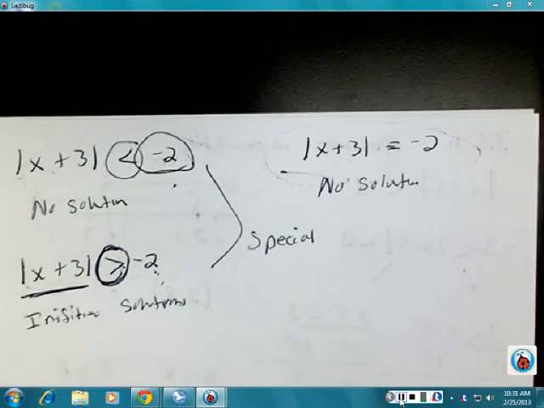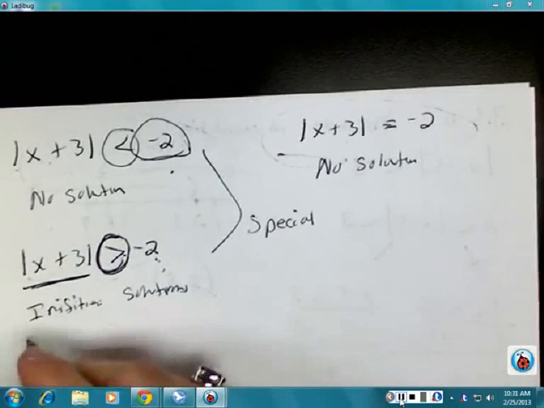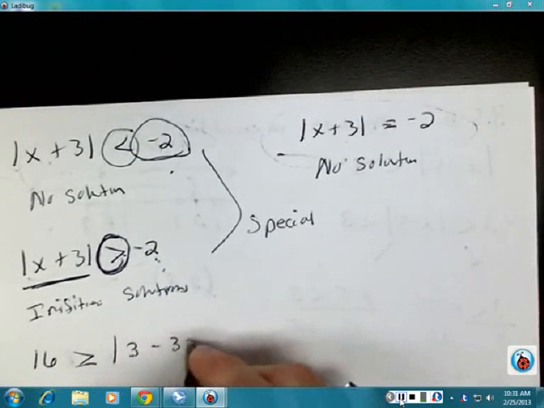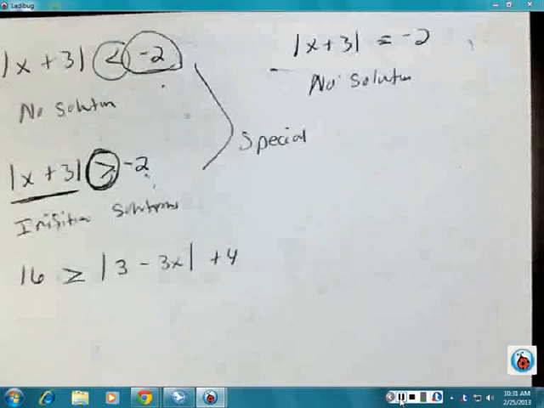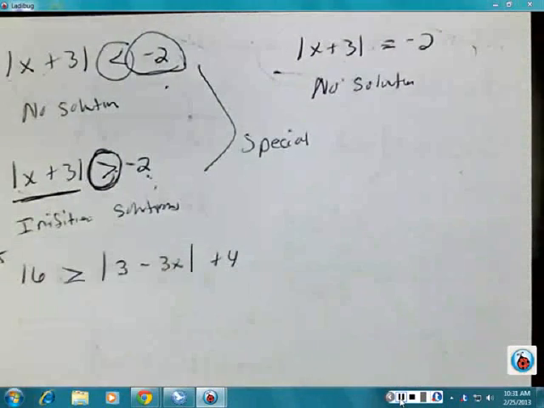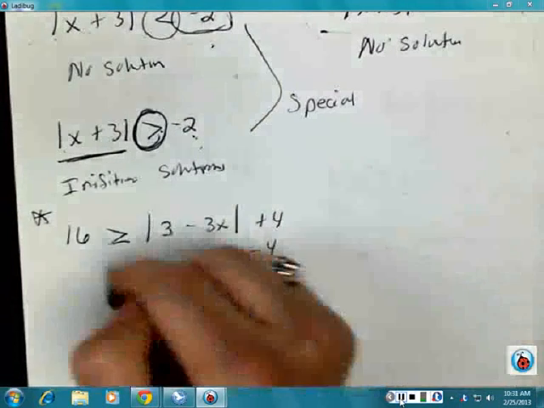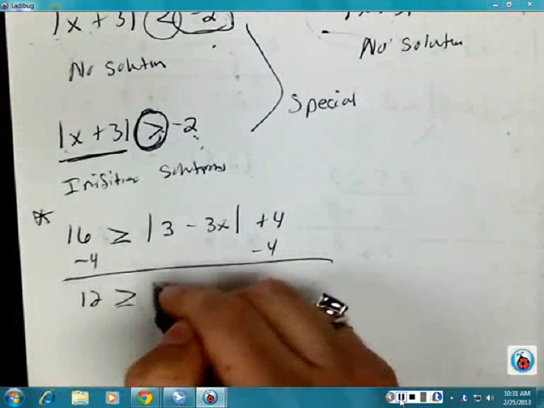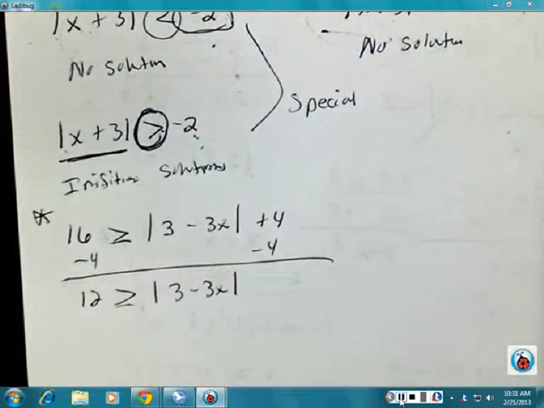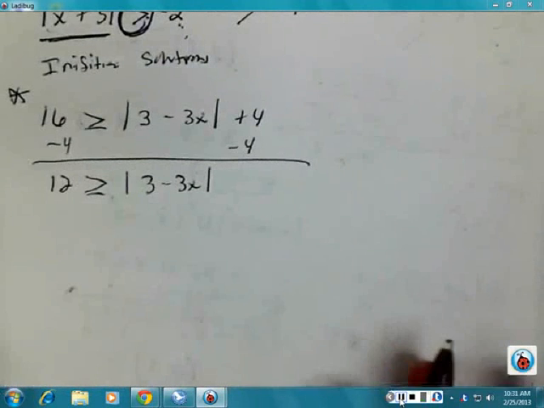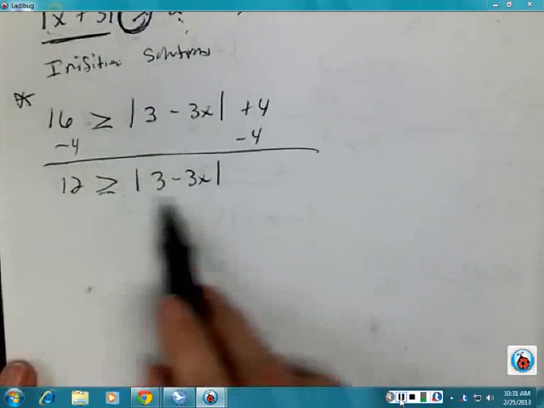Okay. How about this one? 16 is greater than or equal to the absolute of 3 minus 3x, plus 4. So, subtract 4. So what would I have to do? Subtract 4. So I need to minus 4. Okay, so when I do that, what happens? So now I need to set it up so I have, this is standard.